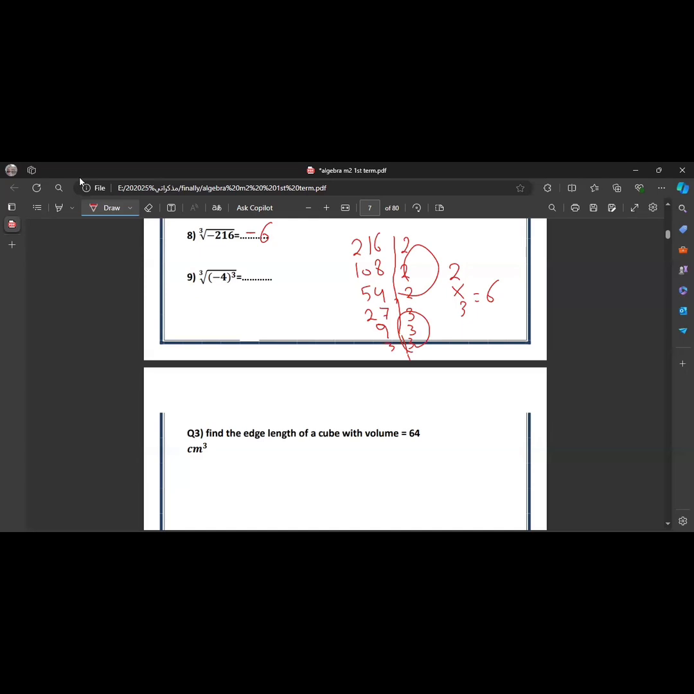The cube root of negative 4, all power 3. We can cancel the power by the root, equals negative 4.